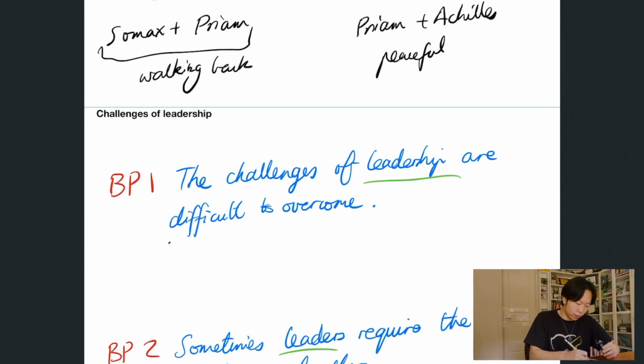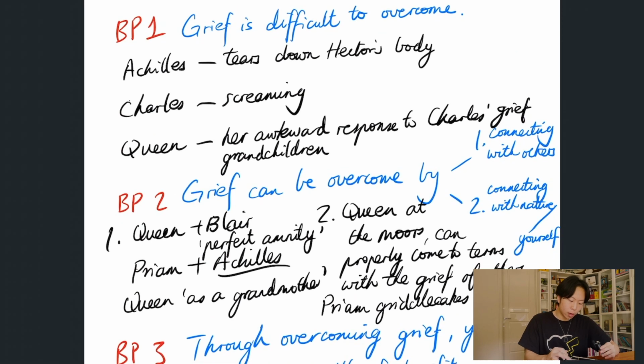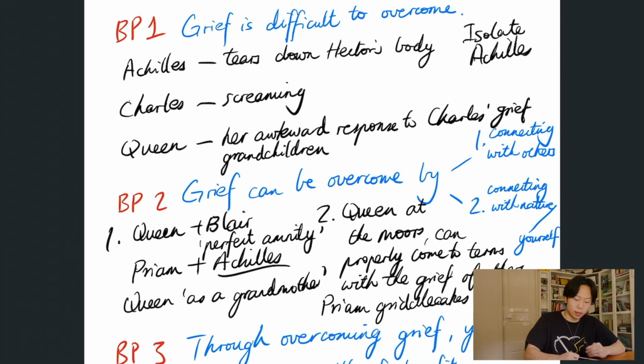One more thing with grief. Another good idea for body paragraph 1 is isolation. So grief is difficult to overcome because people isolate themselves. And you can use Achilles, the way he isolates himself from his men. They don't even recognize who he is anymore. He tries to find faults within them.